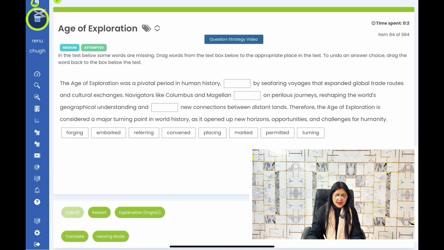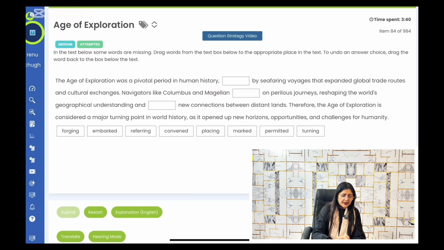So the question we have is age of exploration. The first criterion is to look for the grammar. The age of exploration was a pivotal period in human history, dash by seafaring voyages. With "by" we usually use V3, that is the third form of the verb. Now, navigators like Columbus and Magellan dash on, so a phrasal verb is there.